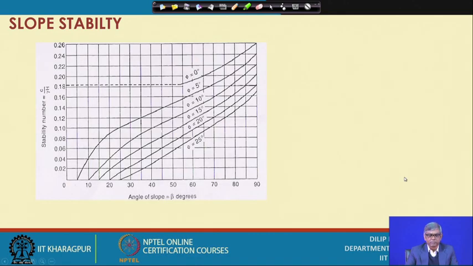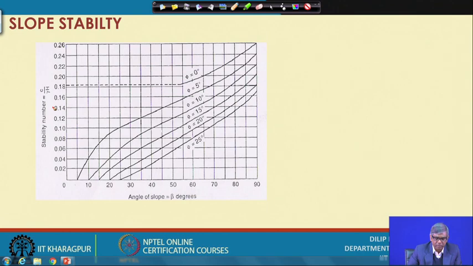And Taylor's chart was something like this. If you know the angle of the slope, suppose 30 degrees or 40 degrees, and if you know the angle of internal friction, then I can project onto that and get the value of the stability number, and from the stability number I can find out the C, and then the factor of safety against C can be determined for the soil.